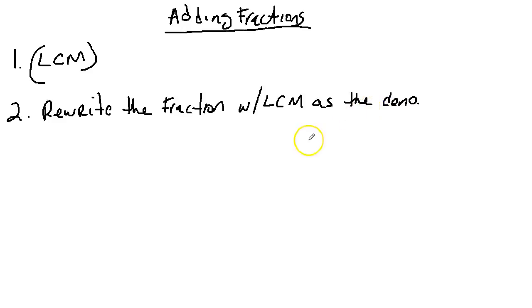So if you have 1 over 2 plus 1 over 4, you have to figure out how to match these denominators and make them like, or make them the same. Simple.